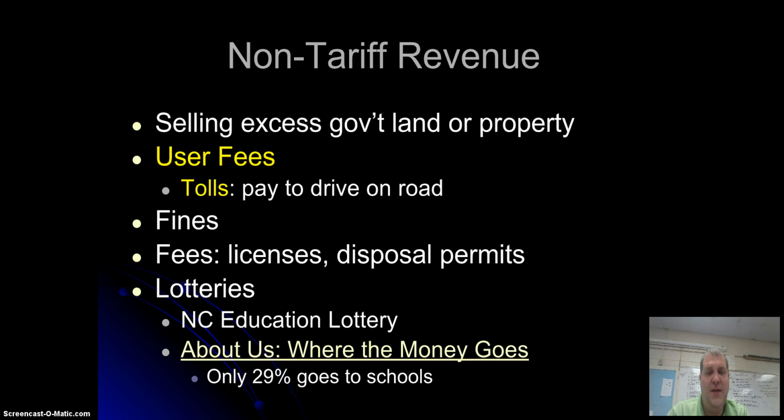And then the funny thing is the North Carolina Education Lottery, and you can look at where the money goes, and only about 29% actually goes to school. A lot more of the revenue goes to other places, and I looked at the facts and numbers the other day, and a lot more of the money goes into the road system nowadays than what actually goes into the school system to make sure that budget is caught up.